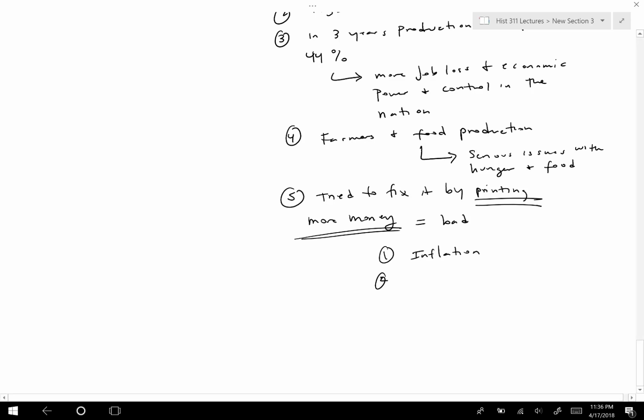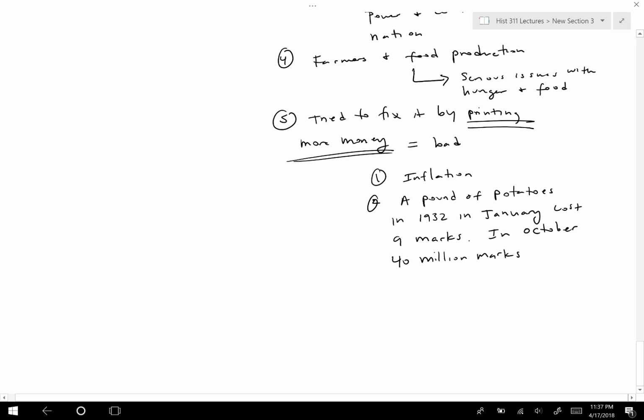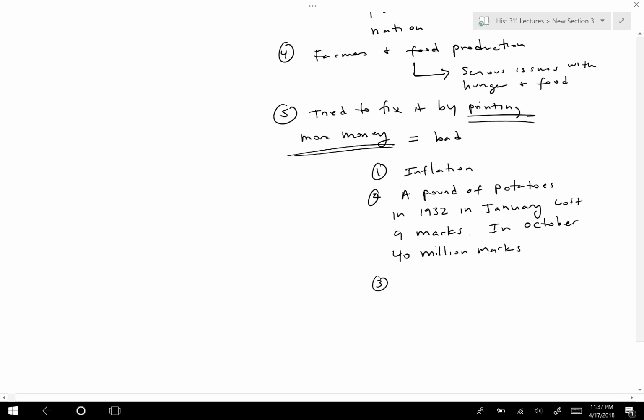So to give you an idea, a pound of potatoes in January of 1932 cost 9 marks. In October of 1932, it was 40 million marks. That's hyperinflation. Beef went for 2 trillion marks per pound.